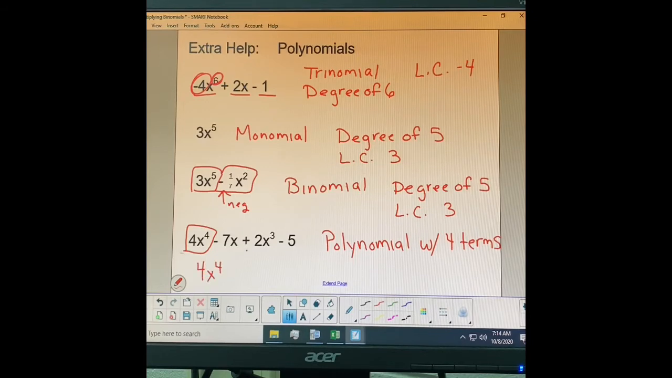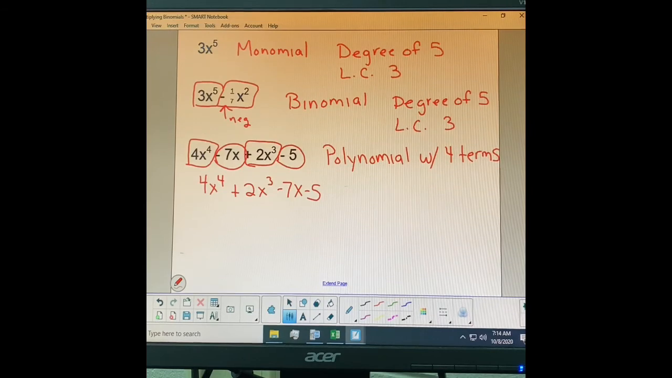4x to the 4th has the highest degree, so that goes first. Positive 2x cubed would go second. Negative 7x to the 1st would go third. And negative 5x to the 0 would go last. Now we have a polynomial with degree of 4 and a leading coefficient also of 4.